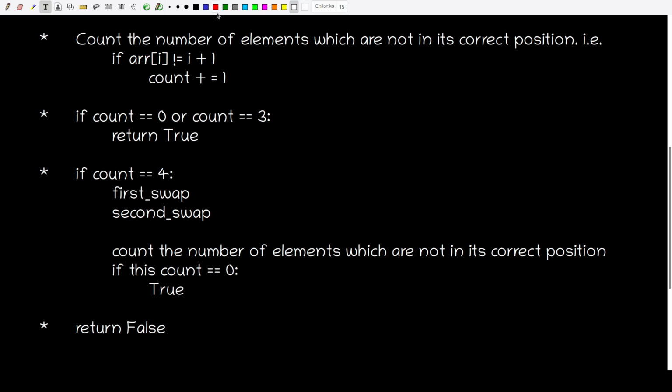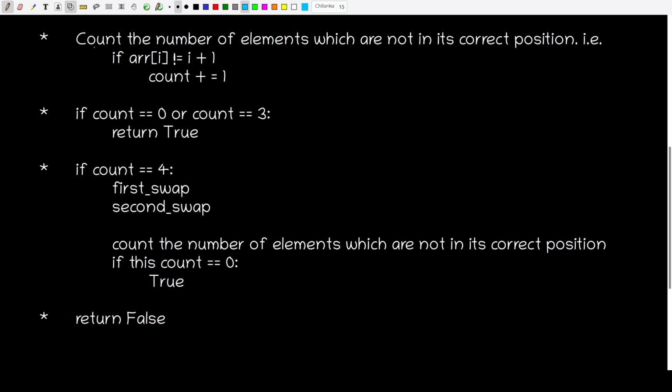So let us go over it one more time. The first thing we are going to do is count the number of elements which are not in their correct position. And how do we determine whether an element is at its correct position or not? Well, this is how we are determining it: if array of i is not equal to i plus 1. So now we have the number of elements which are not at their correct position. If the number of such elements is equal to 0 or 3, in such a case it is possible to sort the array, because of which we are returning true.